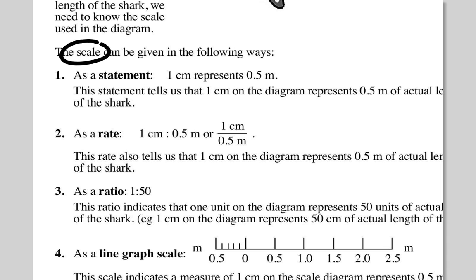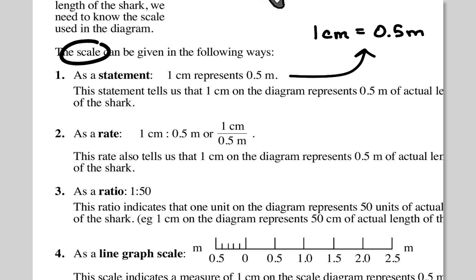Okay, typically it's the first 3. A statement, a rate, or a ratio. The statement is very clear. 1 centimeter represents 0.5 meter. I would do this: 1 centimeter is equivalent to 0.5 meter. That's what I would do from the statement. And I would not be lazy with the units, because if you write them down, it will guarantee success, I promise you.